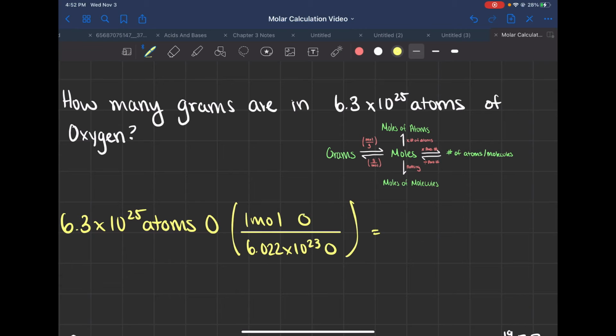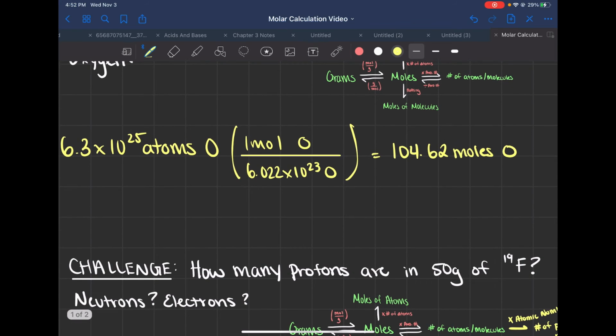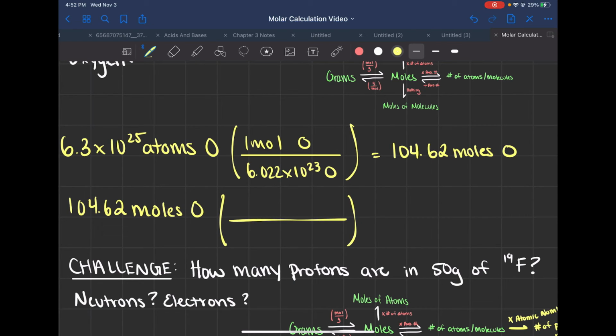So we take 6.3 E to the 25th, divide that by 6.022 E to the 23rd, and we should get 104.62 moles of oxygen. And then we're going to take that 104.62 moles of oxygen, and we're going to convert moles to grams using our grams to mole ratio.